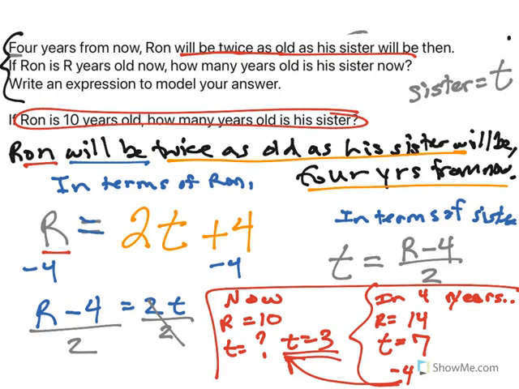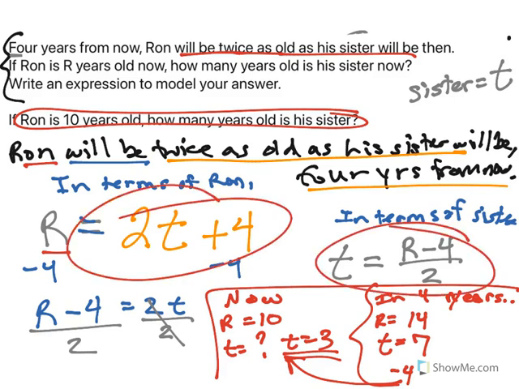And this is, again, where you can create, even if they're asking you for an expression that is completely abstract, you don't have any numbers, you could assign ages. Okay, what if Ron is 10 years old right now? What does that look like? And then once you have some numbers, sometimes that makes it a little bit easier to create expressions.